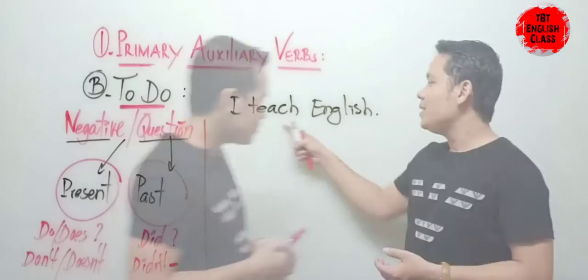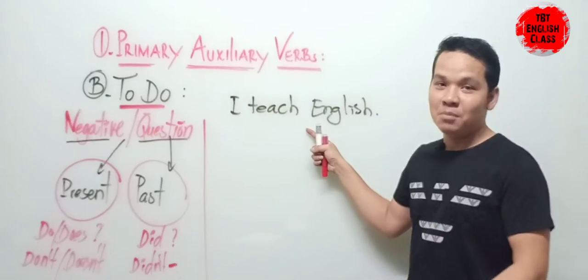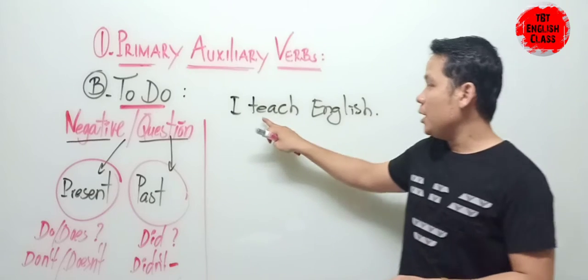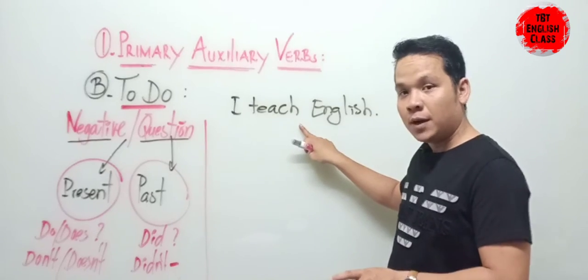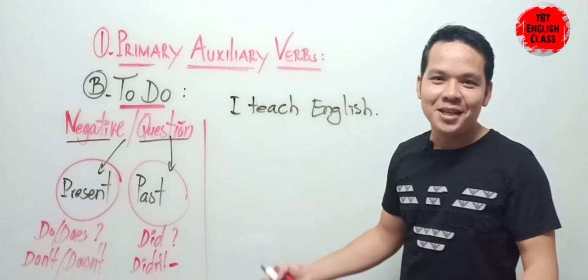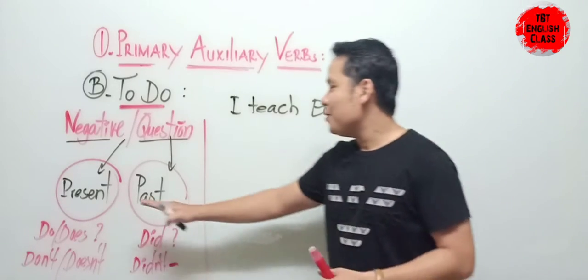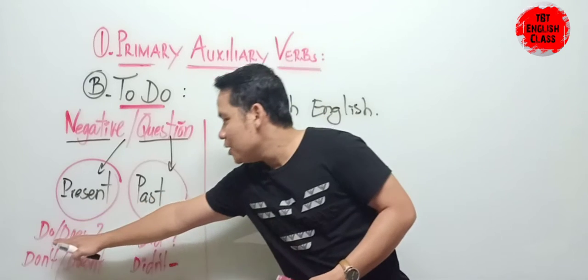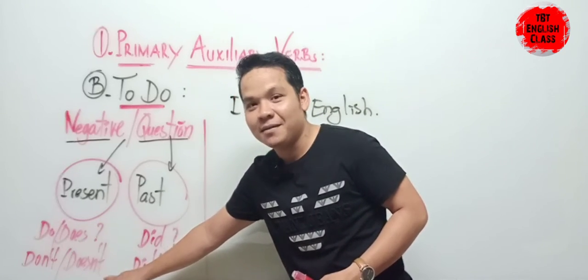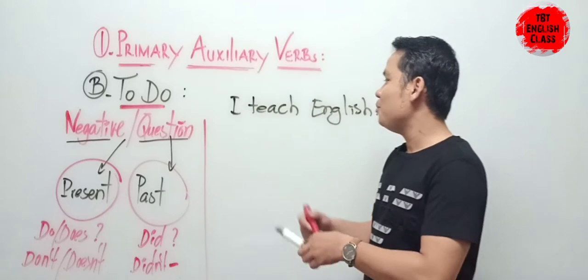Okay? You know, this sentence, we talk about present form because teach is the first form of the verb. We talk about present simple, this one. And then I want to change this sentence to be negative. How do I change? You know already, when we talk about present time, we use do or does to be question, don't or doesn't to be negative. So now, I want to change this sentence to be negative.